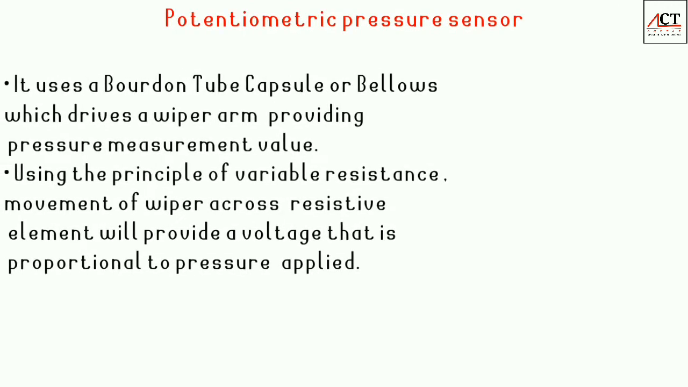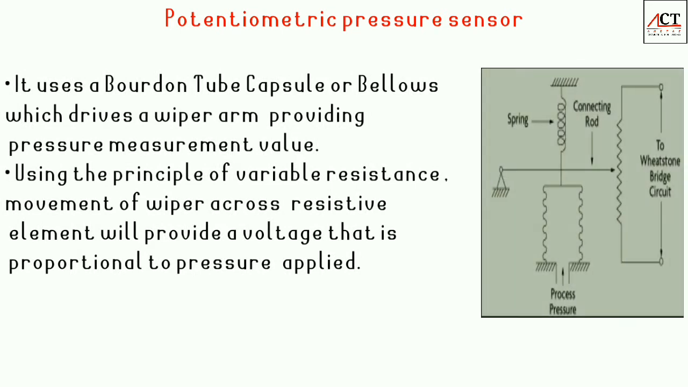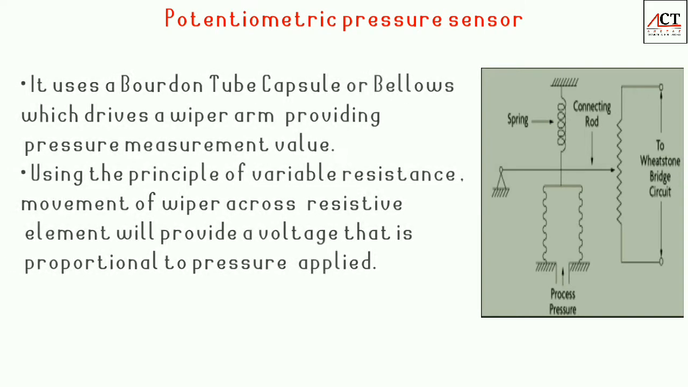The first type of pressure sensor is the potentiometric pressure sensor. The potentiometric pressure sensor uses either a ball and tube, capsule or bellows as a pressure sensing element, which drives a wiper arm over a resistive element that provides a voltage that is proportional to the pressure applied.